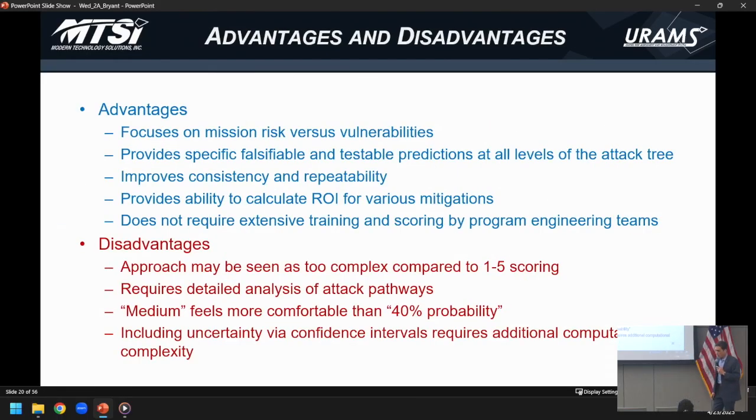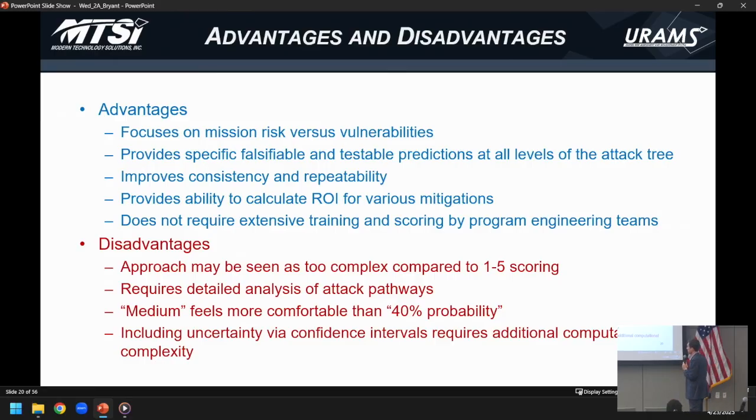Okay, so overall, advantages to this approach. One thing is that it forces focus on the mission, because remember, the thing at the top is a mission effect. Like was talked about previously, we can get wrapped around the axle on vulnerabilities that don't lead to mission effects. So this puts the mission effect front and center. It provides specific, falsifiable, and testable predictions at all levels of the attack tree. It improves consistency and repeatability, especially with the models. Data will always give you the same answer, and models will always give you the same answer, even if they were built off of human assessors. If you give them the same inputs, they'll give you the same outputs every time.